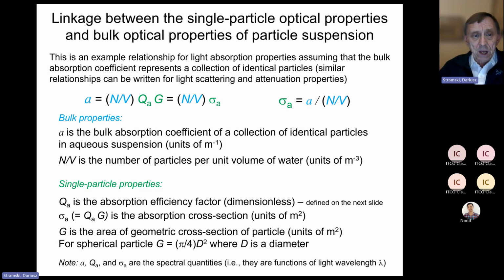So we can see on the left-hand side in blue the absorption coefficient, which is a bulk quantity, and let's assume that we have an assemblage or collection of identical particles. So this can be a single phytoplankton species, just to make an example. The bulk property, the absorption coefficient on the left-hand side, is related to single particle properties, which are in green, through this equation, which looks quite simple. Mathematically, it's just the product of the number concentration of particles. So this is per unit volume.